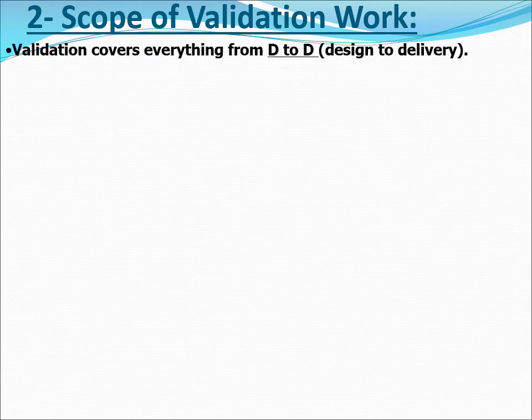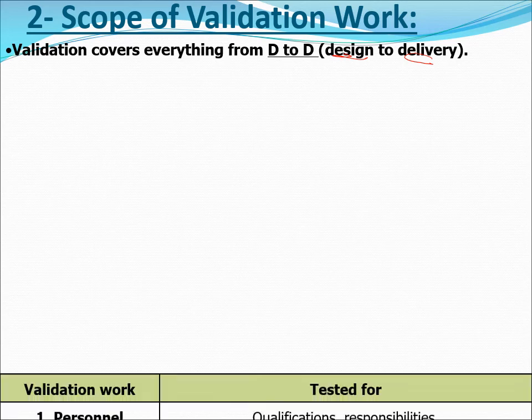Then we need to know what is the scope of validation work. We need to make validation for what? Actually, we need to make validation for everything from D to D. D to D means from design to delivery. From design of the dosage form and research and development till delivery of the product to the customer or to the patient.